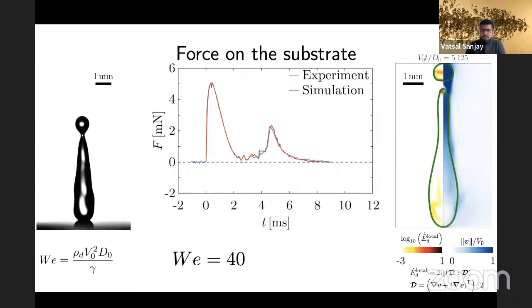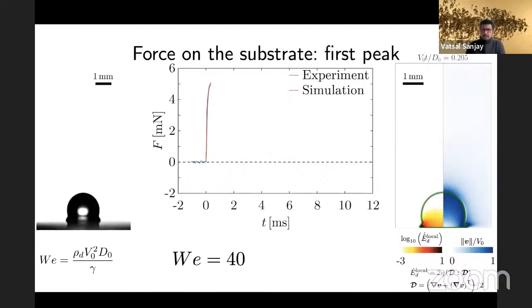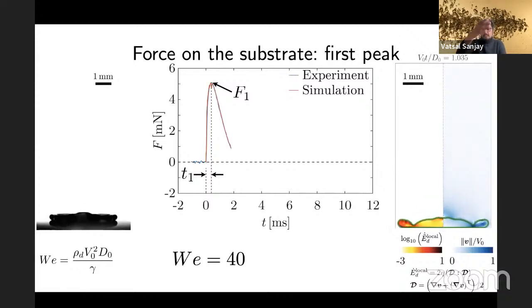But what we wanted to do is to understand the different parts of this curve. For example, we have this first peak. The moment of impact translates to this first peak, which we call F1, and the time it takes from the impact until this first peak is achieved, we will call T1. And then of course, this peak goes down. Once the droplet is at its maximum spreading diameter, that's when the forces go to a very small value.